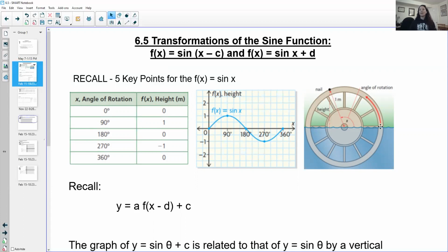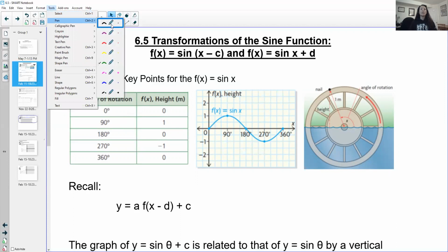So if we look at when it's right at the water level, when it's rotated up to 90 degrees, 180, down to 270 degrees, and back to 360 or 0, these would be the main angles of rotation that you have to know, and then the matching height. So at 0 degrees, we have a height of 0, at 90 degrees, a height of 1, 180, a height of 0, and 270, a height of -1 because it's under the water level, and 360 is 0. So that gives you these 1, 2, 3, 4, and 5 points.